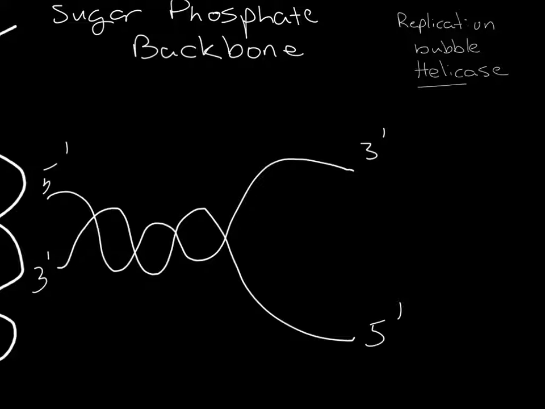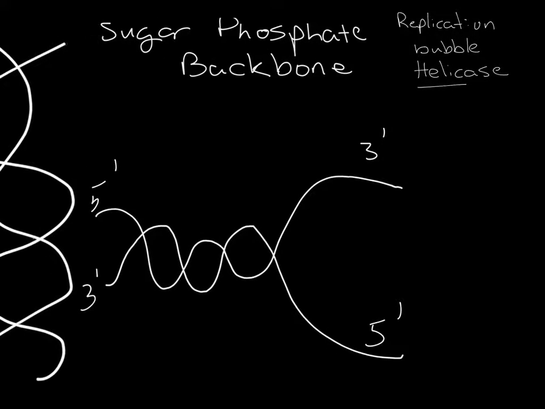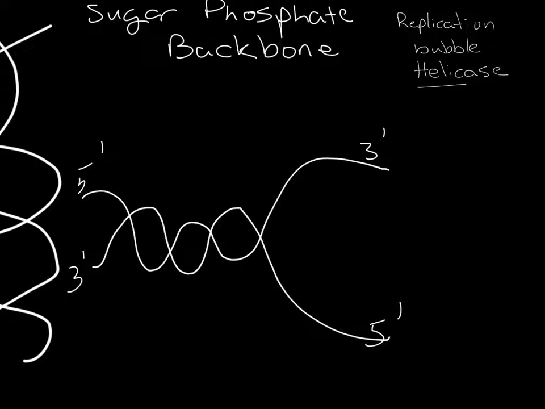Corny is good if you remember, because that's all that counts. So the sugar phosphate backbone is a complete repetitive sequence of sugar and phosphate from 3 prime to 5 prime and from 5 prime to 3 prime. Here's a problem.